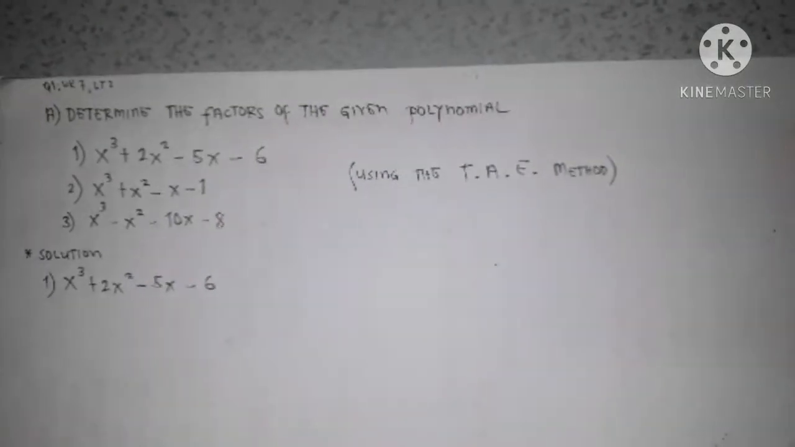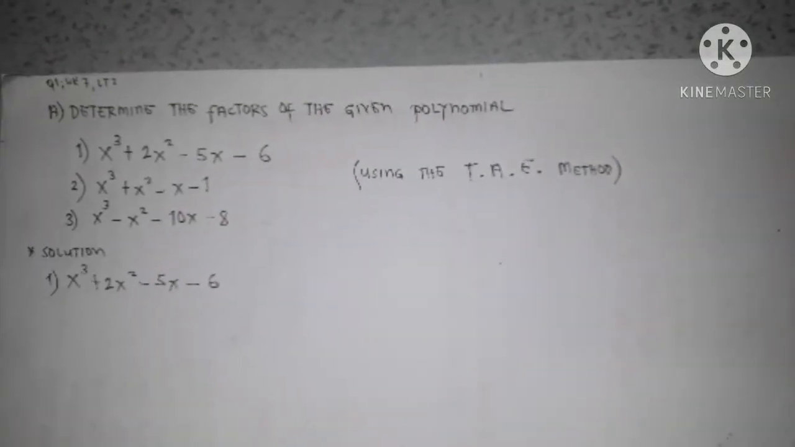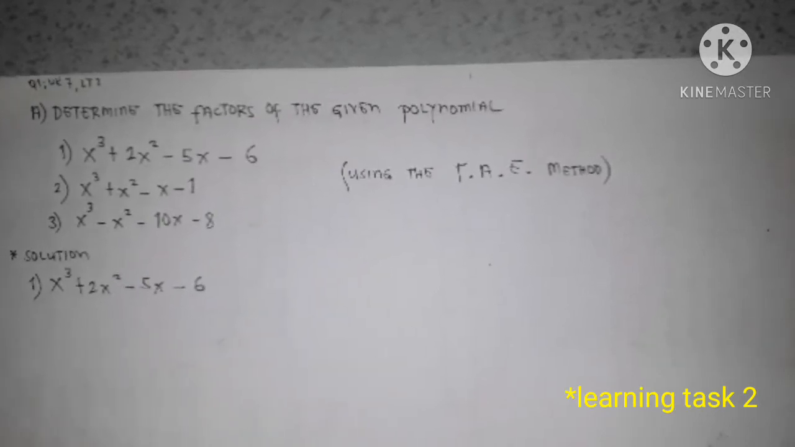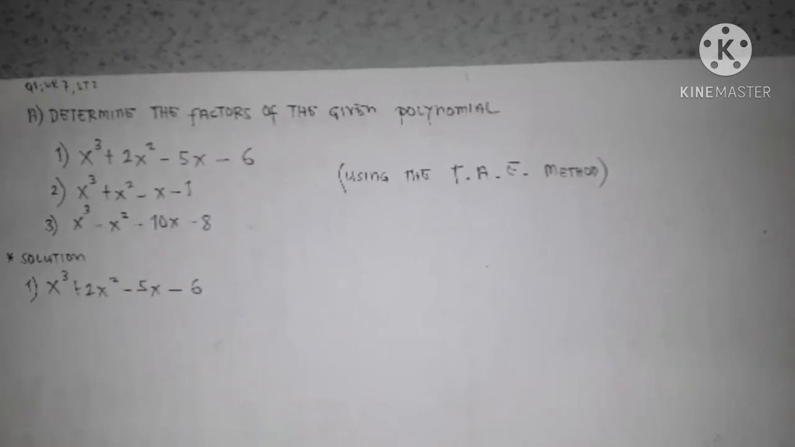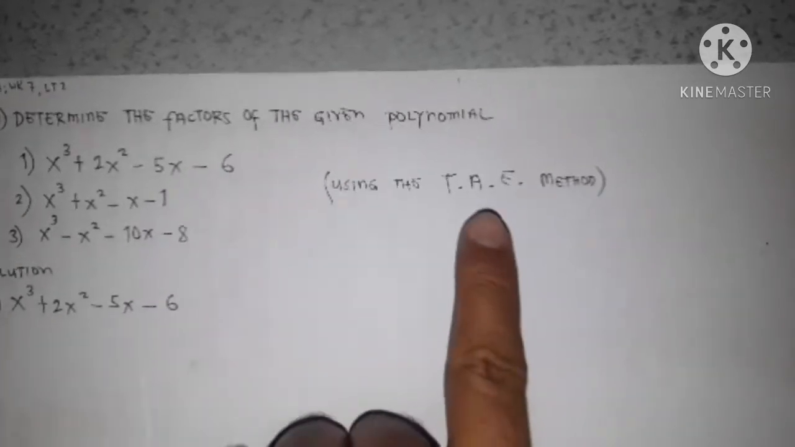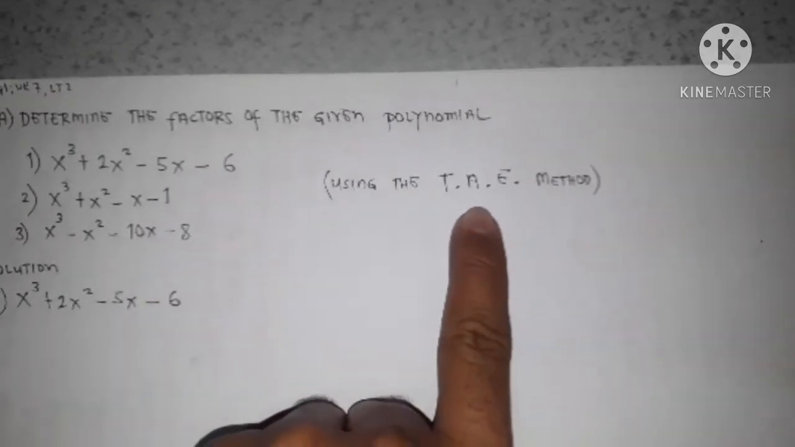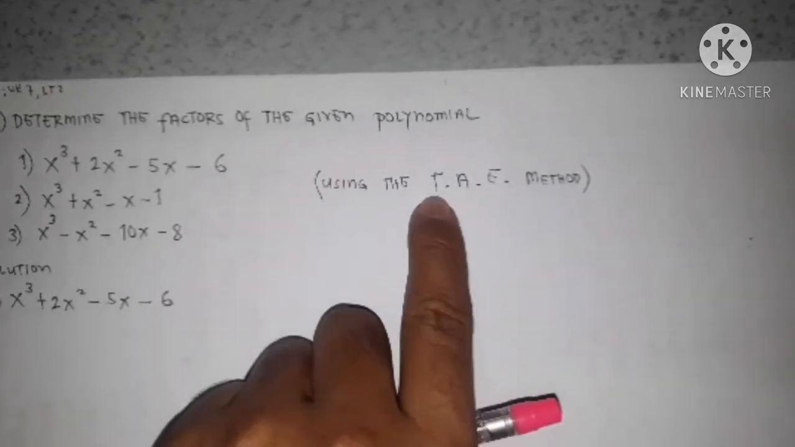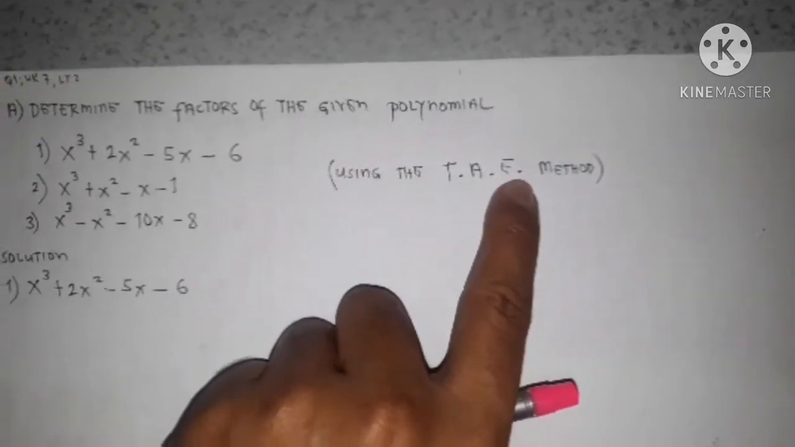Good day. Example para sa quarter 1, week 7, learning task 1. So, ang instruction is determine the factors of the given polynomial. Gagamit tayo ng tinatawag natin na TAE method. TAE stands for trial and error.